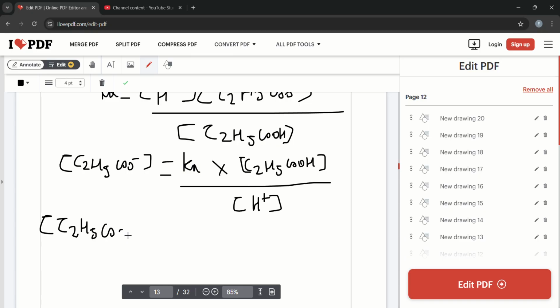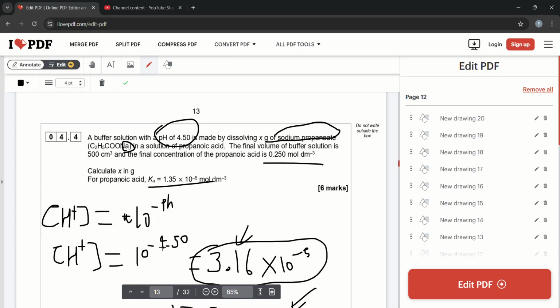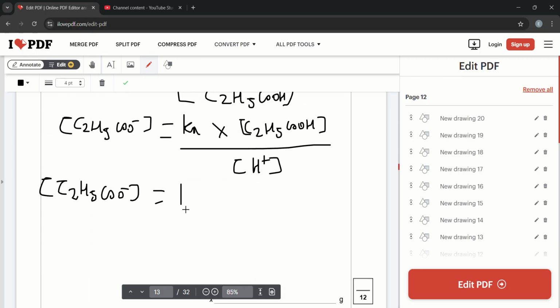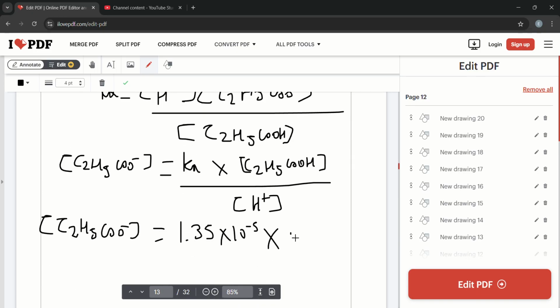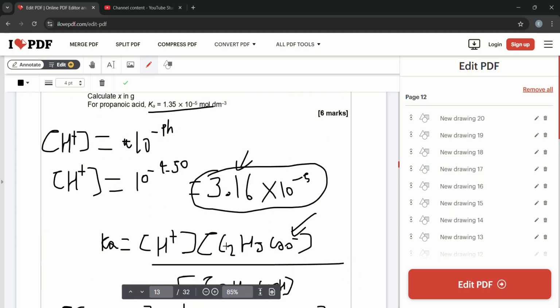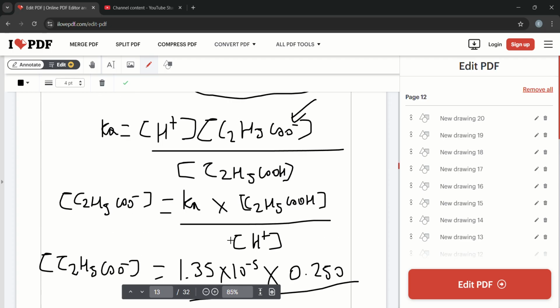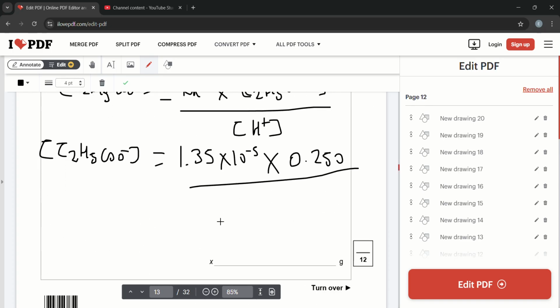C2H5COO minus is equal to Ka, 1.35 times 10 to the power minus 5, times C2H5COOH, which we know from the question is 0.250, divided by H plus, which is 3.16 times 10 to the power minus 5.